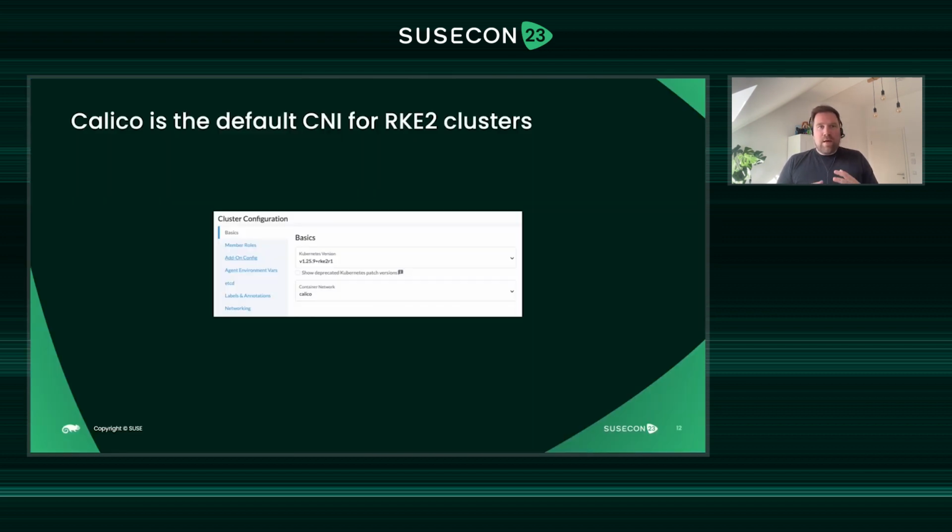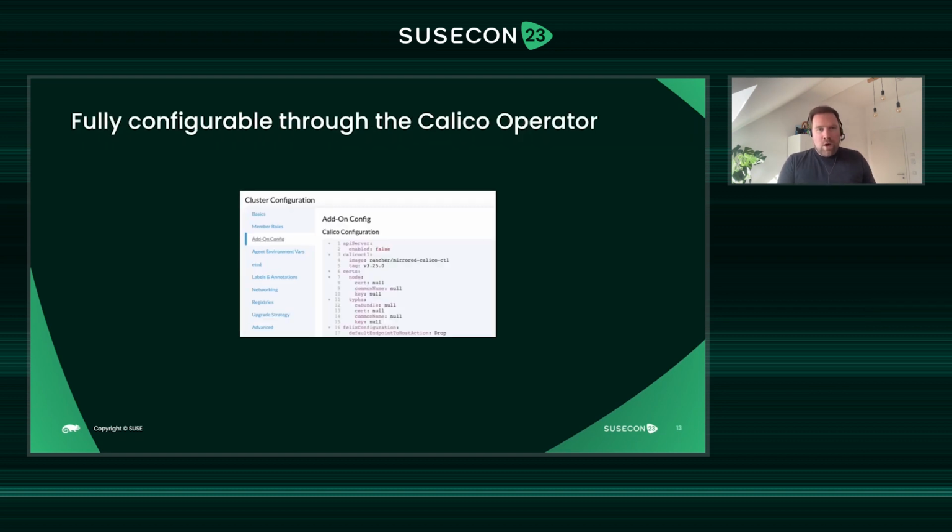First of all, Calico is the default network plugin for any RKE2 cluster that you provision from Rancher. You have a choice to choose different network plugins if your requirements are different, but Calico is a very well trusted default. Also, since we're using the Calico operator in the background, all the network settings, all the configuration settings you've seen before, all of that is configurable directly through the cluster configuration.